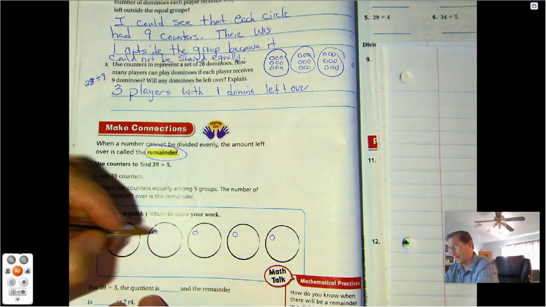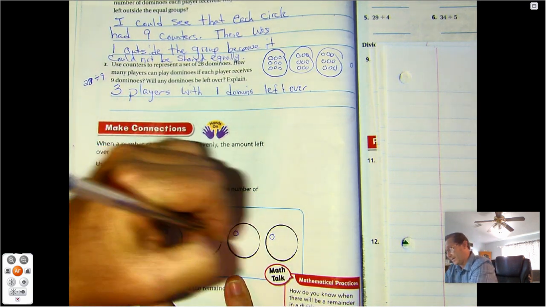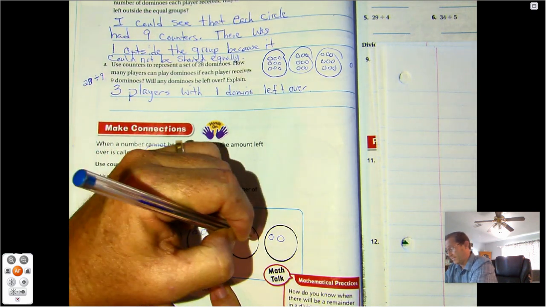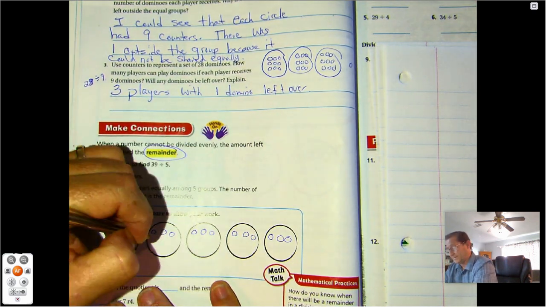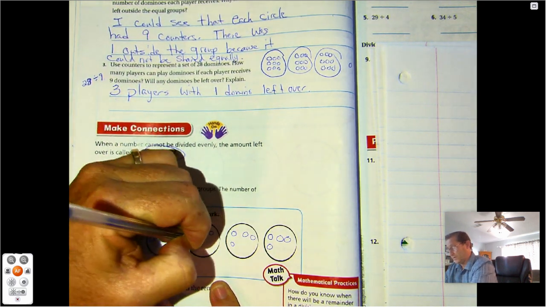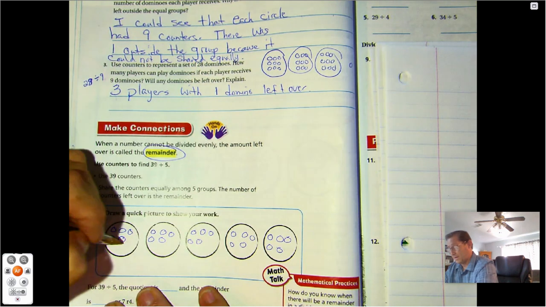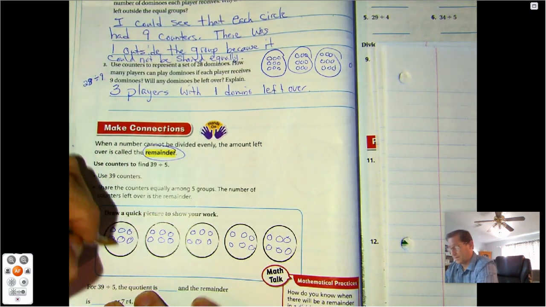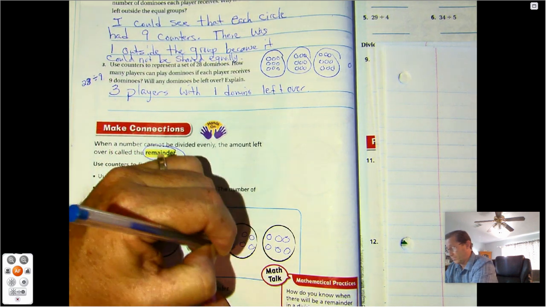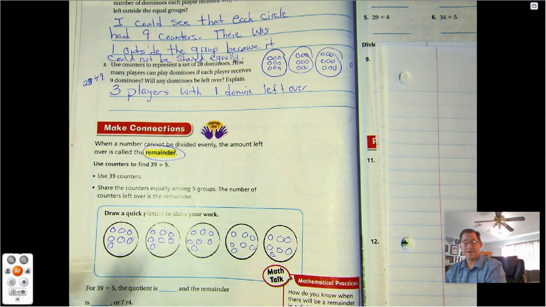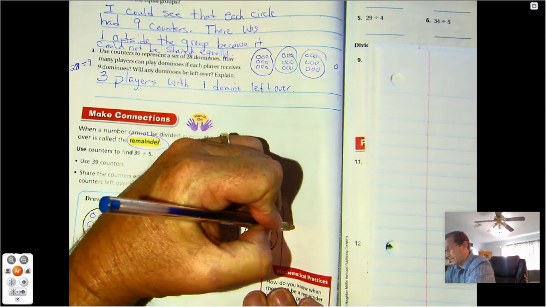5, 6, 7, 8, 9, 10, 11, 12, 13, 14, 15, 16, 17, 18, 19, 20, 21, 22, 23, 24, 25, 26, 27, 28, 29, 30, 31, 32, 33, 34, 35, 36, 37, 38, 39. I don't have enough to give everyone another one.